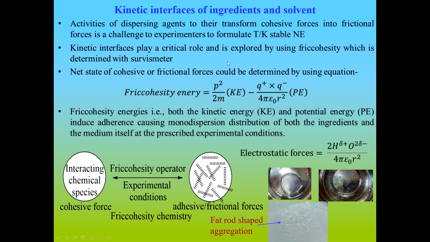Now, this is, as I told you, the kinetic interfaces of ingredient and solvent. The bulk phase has maximum potential energy. So we have to make the best use of this potential energy to make the nanoemulsion, not from outside. So we have taken this example of like interacting chemical species. If we are able to weaken the cohesive forces, then definitely even oil is dispersed in water when surfactants are added, because surfactants weaken the cohesive forces of the water. In that situation, the solubility of the oil in water develops the oil-water nanoemulsion.